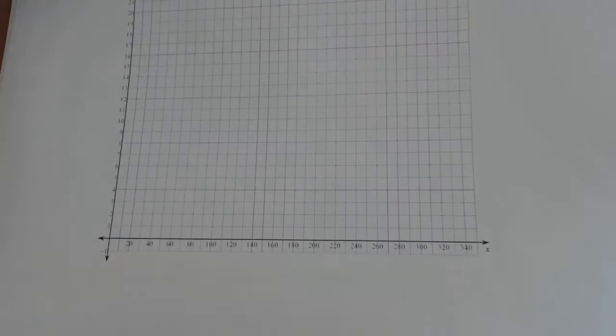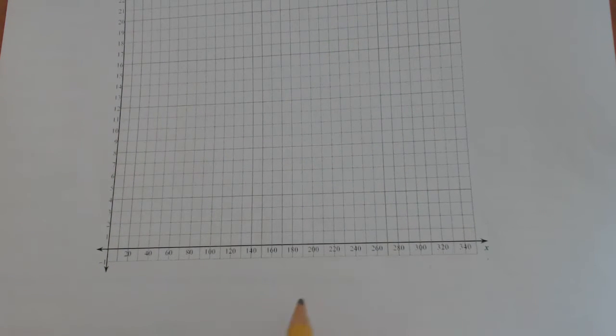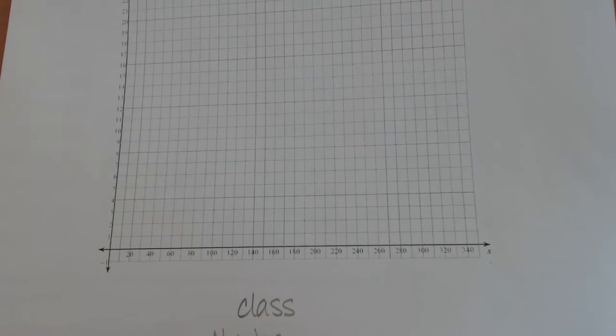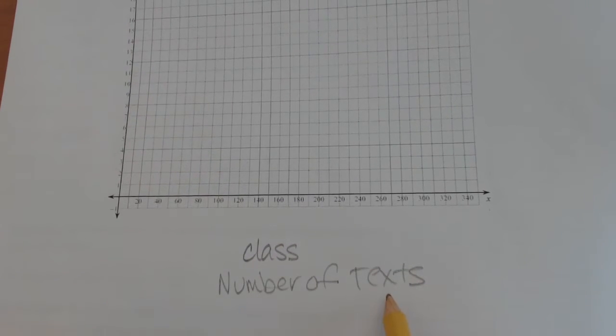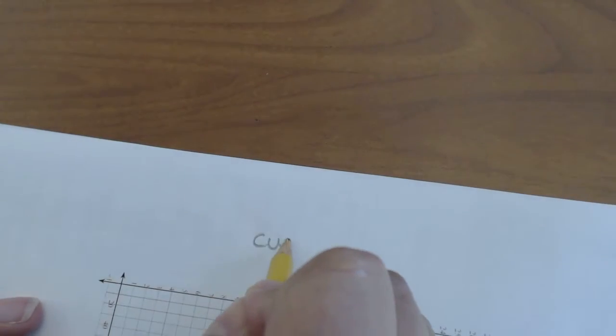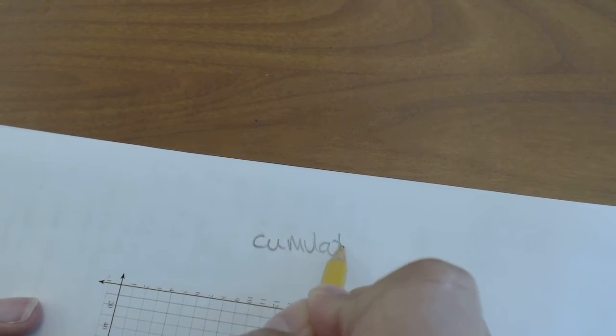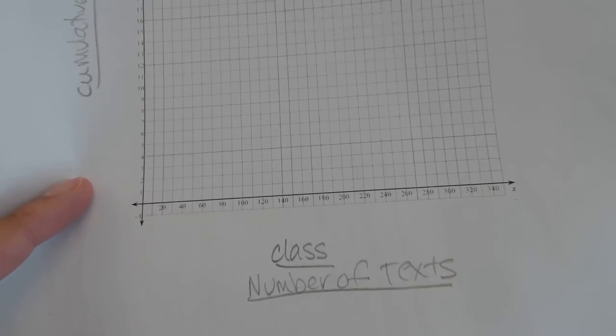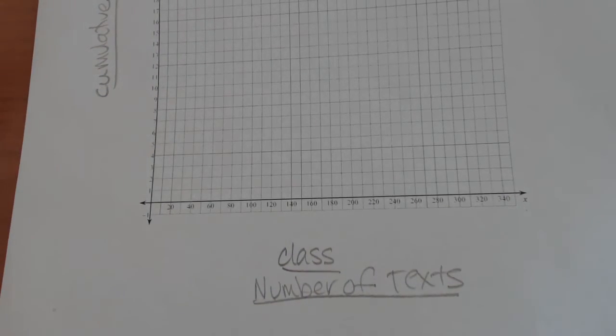On your horizontal, or x-axis, is where our classes, our groups, are going to go. So this is going to be the number of text messages, the number of texts. And over here on the vertical is where our cumulative frequency is going to go. So we have our cumulative frequency and our number of texts, which is our class. Okay, so where do we start?